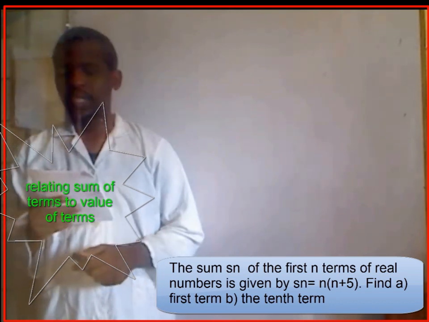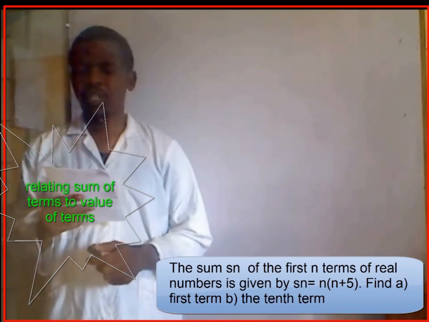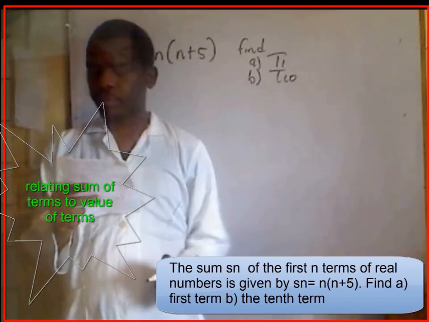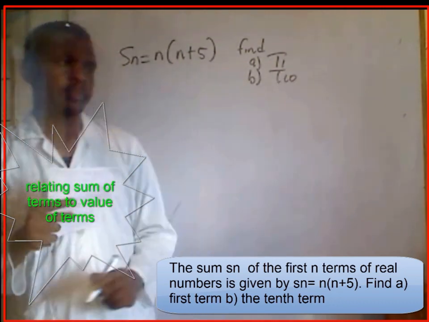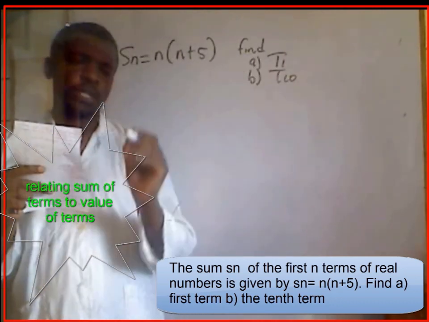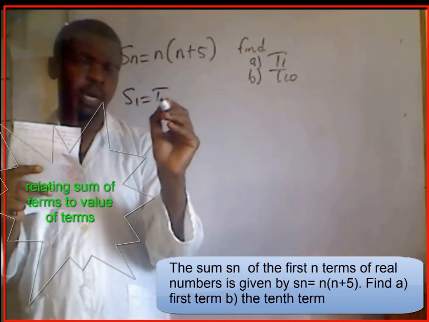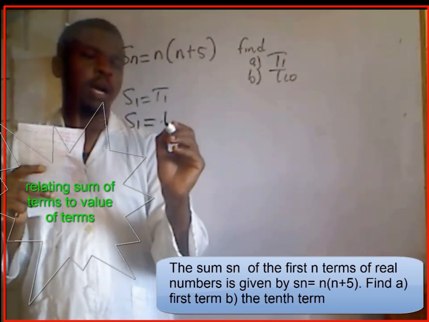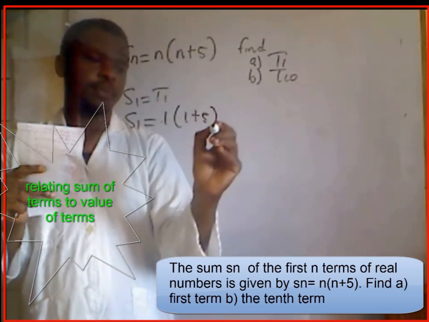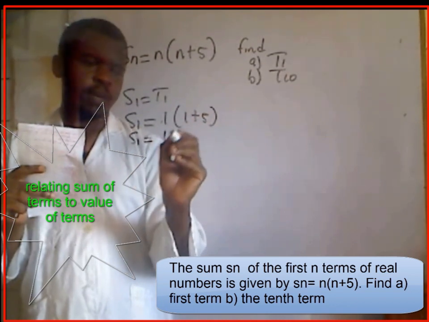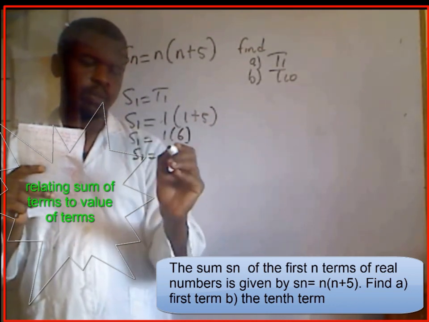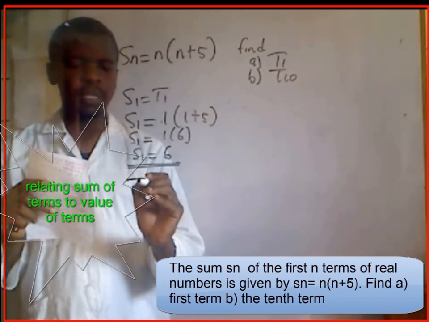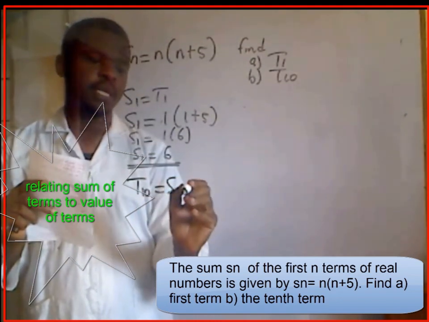The sum Sn of the first n terms of a sequence of real numbers is given by Sn. Find the first term and the 10th term. So, what do we see here? We see that our S1 is equal to T1. Let's get S1. S1 is equal to 1 times (1 plus 5). S1 is equal to 1 times 6. S1 is equal to 6. How do we get T10? So that T10 is equal to S10 minus S9.